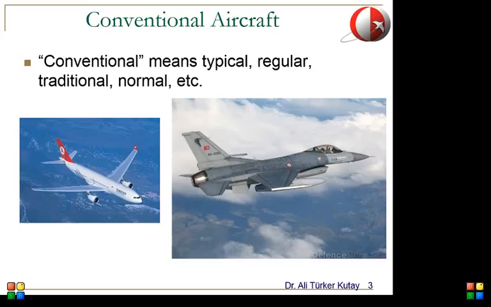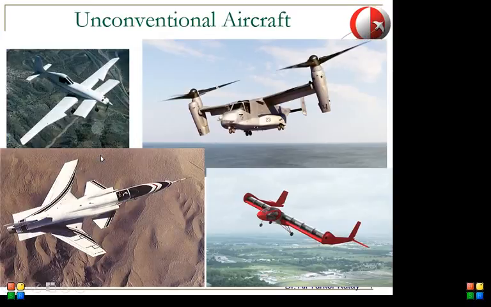And then I said everything pretty much in this course is related to conventional aircraft. And by conventional, we mean the regular aircraft that you know, right? So if I ask you to draw a picture of an aircraft, most of you will just draw a conventional airplane. You will draw a fuselage, you will draw wings and some tail surfaces. So this is what a conventional aircraft is. And these are some examples of unconventional aircraft designs.